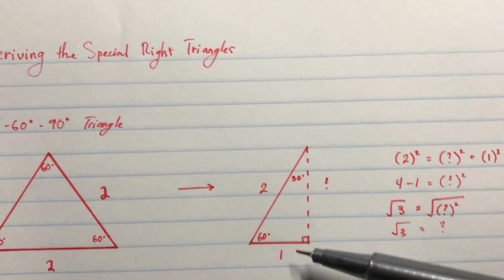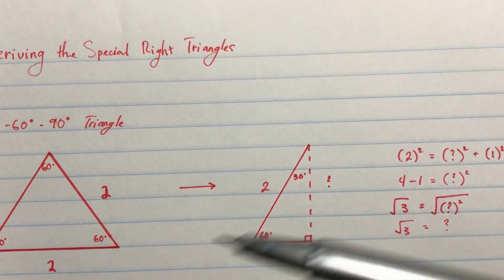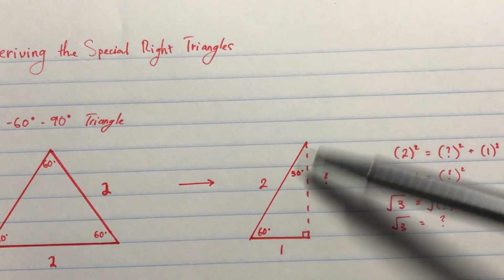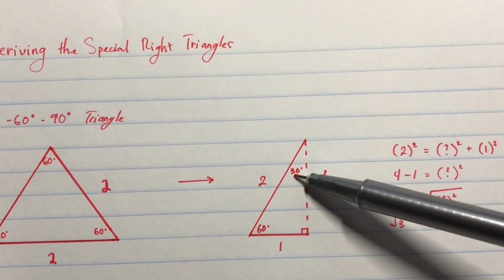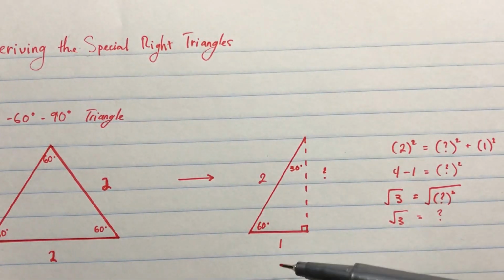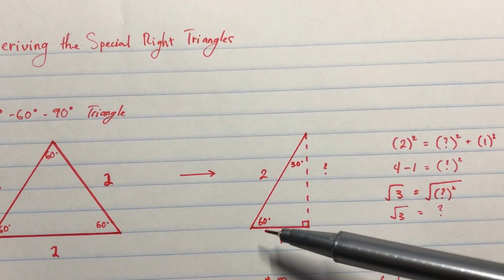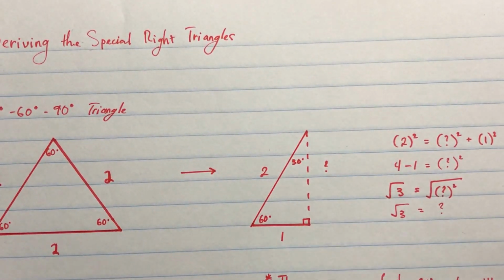So what we want to do is just draw everything from our previous triangle onto this new triangle. And as I've said, we have 30 degrees now on this side. This side length is equal to 1. This is still equal to 60 degrees. And this side length is still equal to 2.